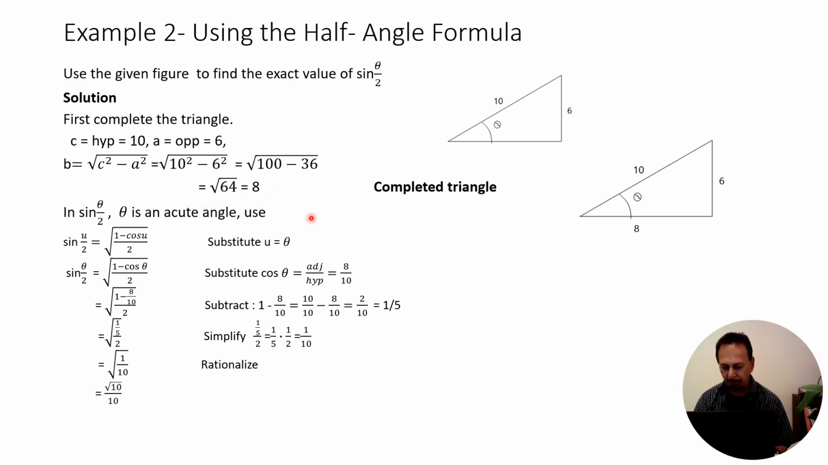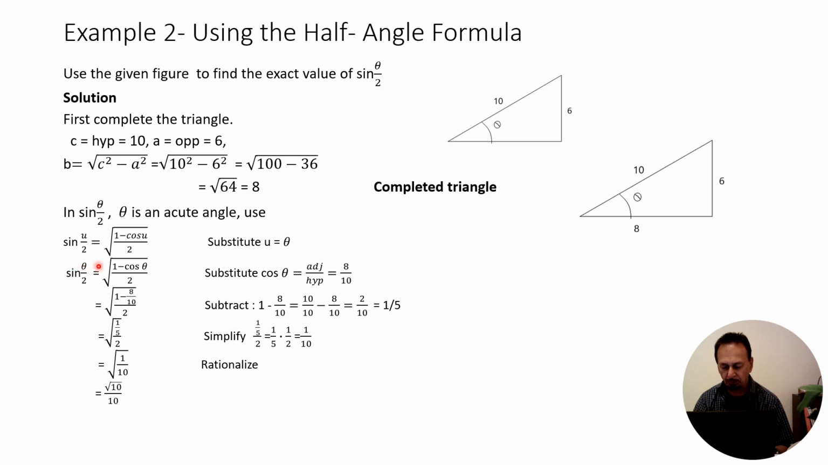Which is equal to 8. So now we have a completed triangle. The adjacent side is 8, the opposite side is 6, and the hypotenuse is 10. Now in sine theta over 2, theta is an acute angle, so we use the half angle formula.